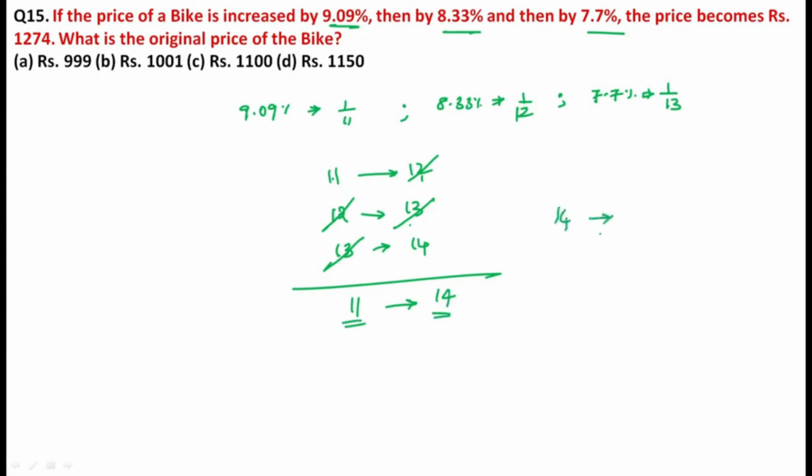So after the increase, it becomes 14 units. 14 units is equal to 1274. Now 11 units become how much? That is the answer. Right. Let's go through the calculation. 14 ones are 14, 14 nines are 126. Now the final value is 91 into 11. So 910, you can split the 11 as 10 plus 1. Now 910 plus 91, the value becomes 1001.